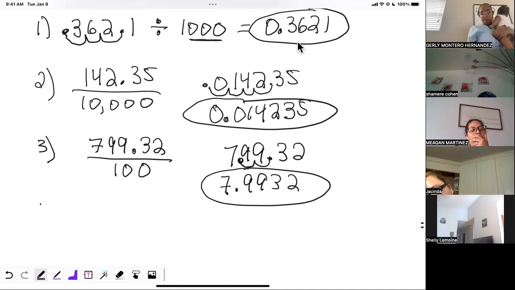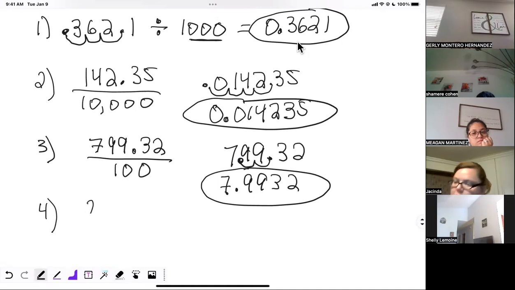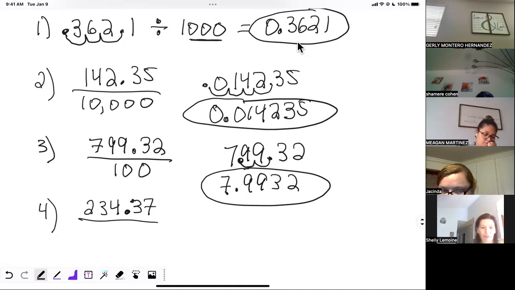Now, the opposite thing happens if you divide by a decimal of powers of 10. So let's say I have 234.37, and I'm going to divide by a decimal of a power of 10, a small power of 100, 0.01. All right, so now you're dividing by a decimal of 100. Now it gets bigger. It goes opposite.